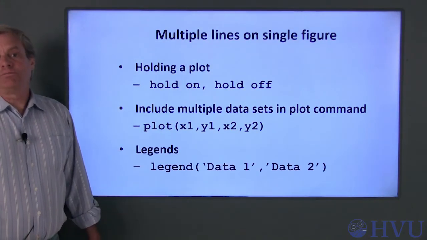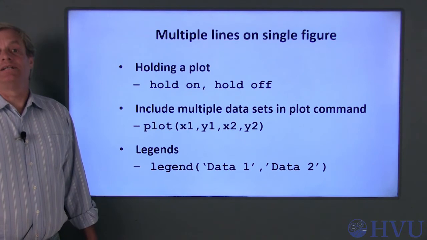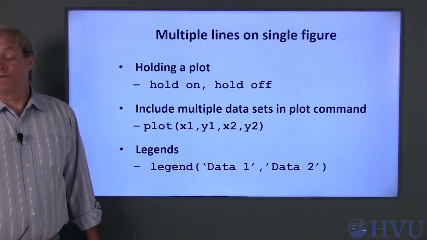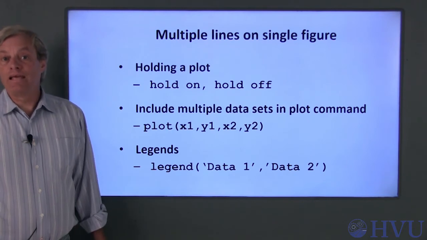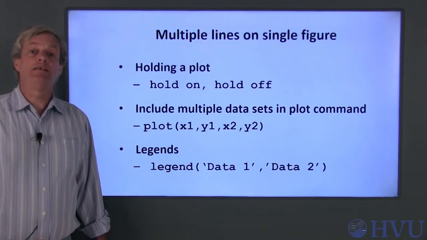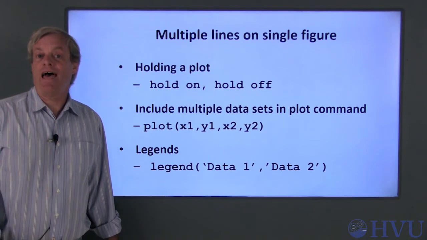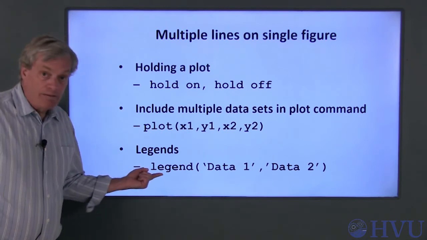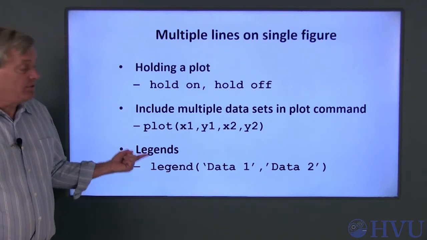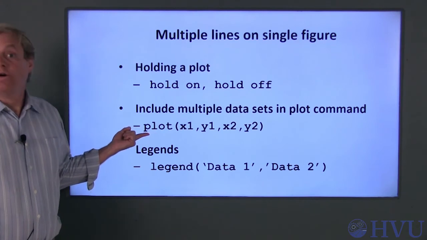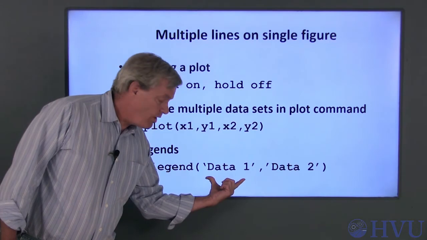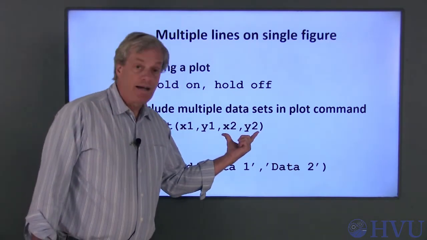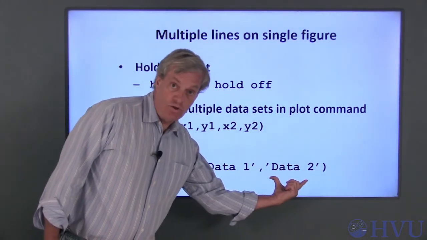Finally, if you have multiple plots on the same figure, you can add a legend to the figure to identify the various plots. The command is legend, and its arguments are the labels for the different data sets in the order in which the data sets were added to the figure. This command, for example, added to the plot created by this command, would label the line specified by x1 and y1 as data 1, and the line specified by x2 and y2 as data 2.